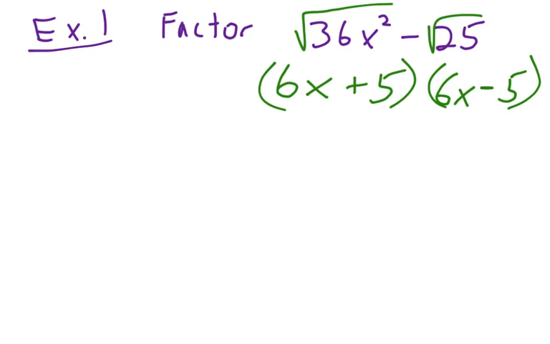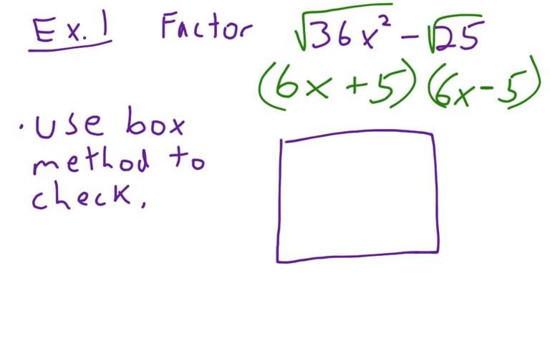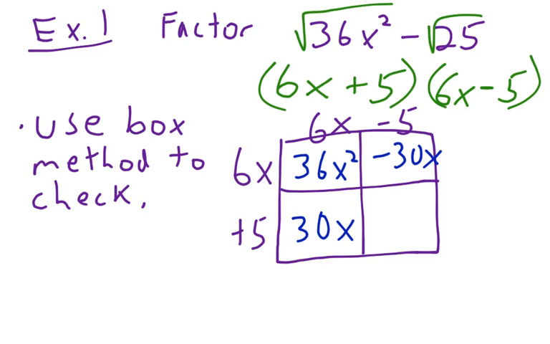And don't forget, you use the box method to check, or the FOIL method, whichever you prefer. I'm going to show the box method. This just proves that my factoring was correct. So I write 6x plus 5, 6x minus 5, and I'm just going to do 6x times 6x, that's 36x squared. 6x times 5 is 30x. 6x times negative 5 is negative 30x. And negative 5 times 5 is negative 25.